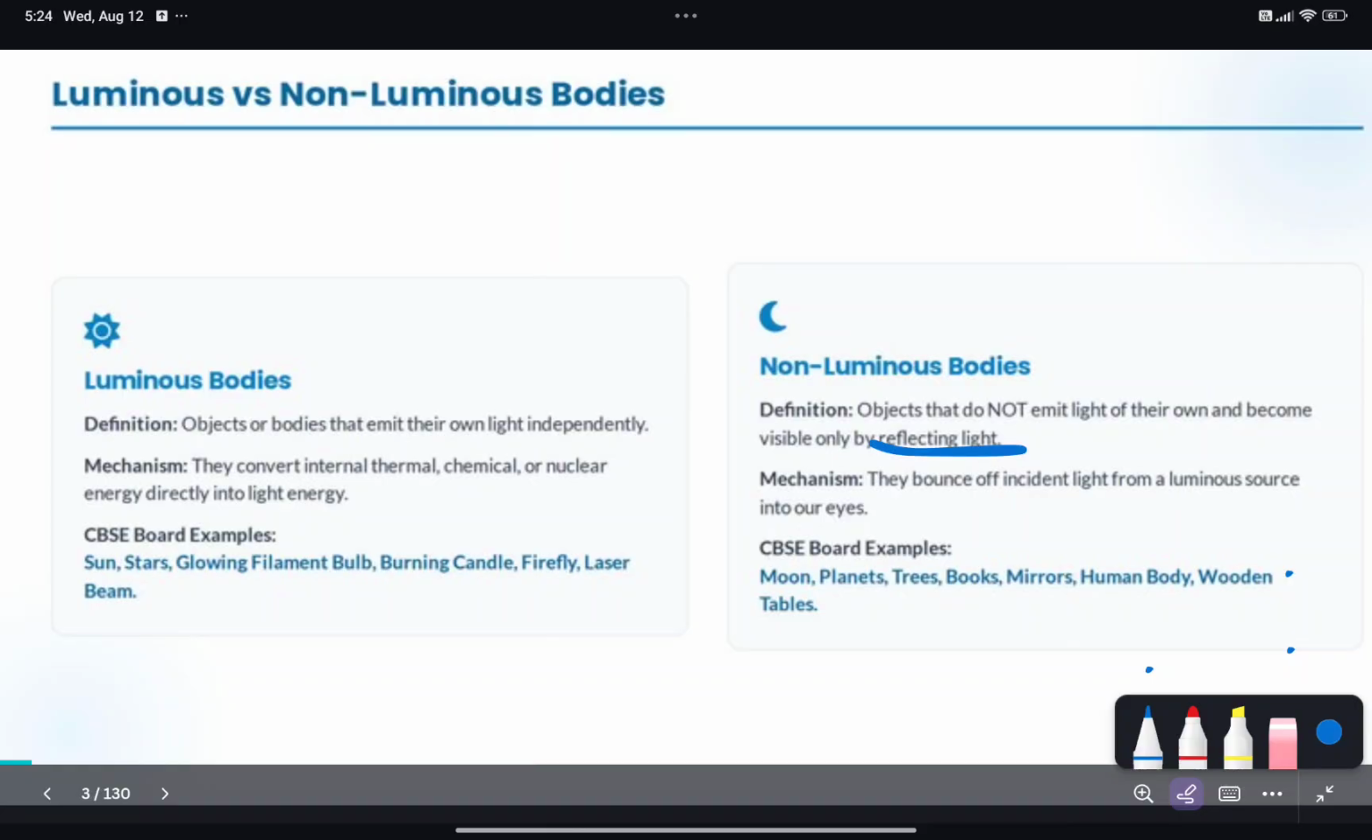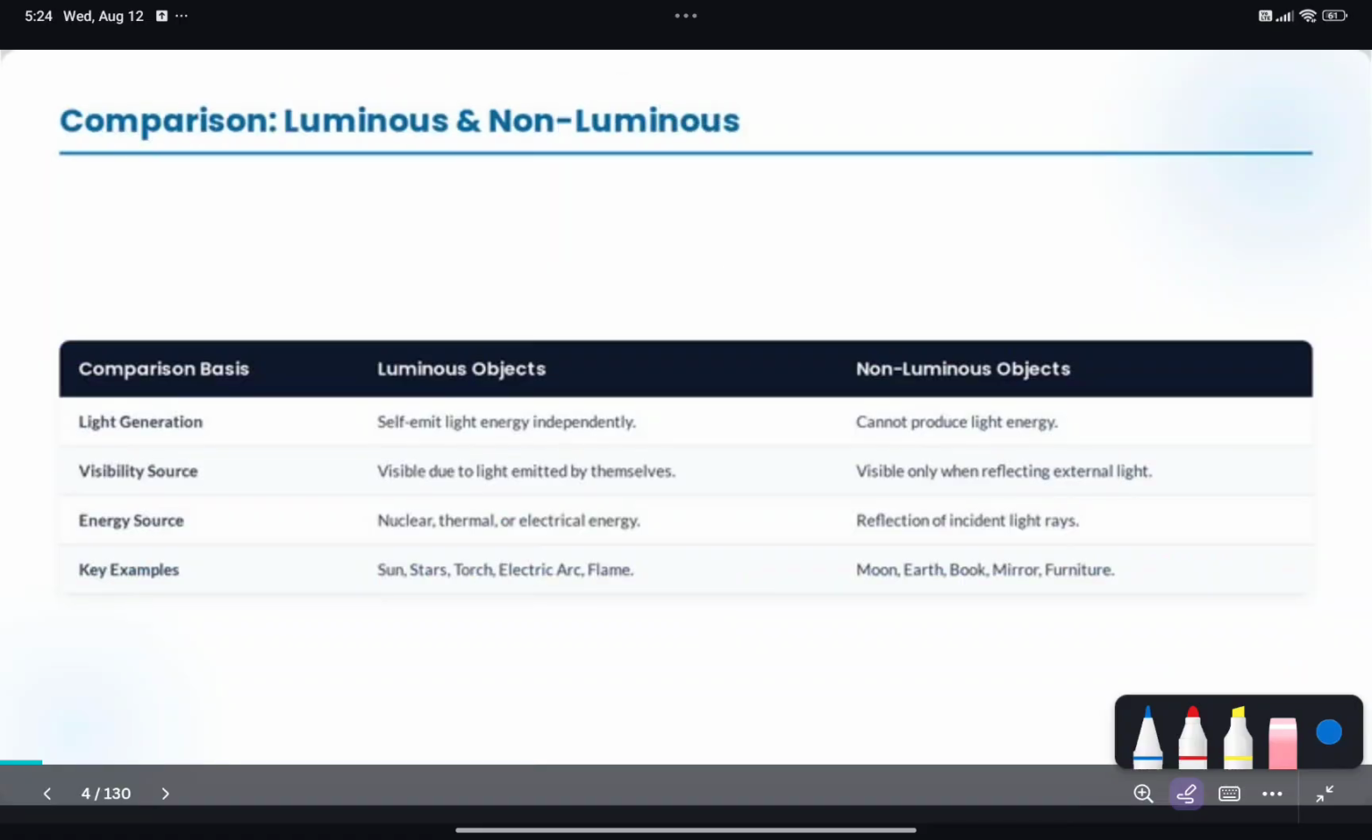Objects which do not emit light on their own. Yes, exactly. Objects that do not emit light on their own become visible only by the reflection of light. Whenever we see some objects, those objects do not emit light themselves. How can we see? With the help of reflection only. Examples of non-luminous bodies: moon, planets, trees, books, mirror, human body, wooden tables.